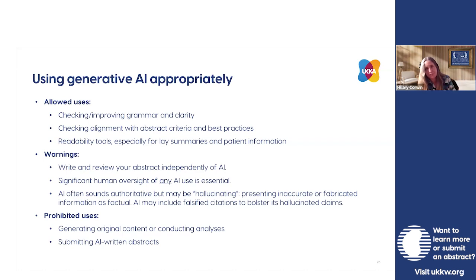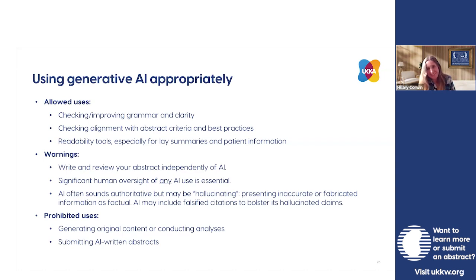And so if you're using generative AI technologies to help with your abstract writing, you can use it for checking and improving grammar and clarity. I think it's quite good for that. Checking alignment with the abstract criteria and best practices. It can help you spot things that you think you've done that you haven't. If you give it a reviewer type role and you give it the criteria that it's reviewing your abstract on, it can help flag any problems that are in there. Use readability tools. These are especially useful for lay summaries and patient information where you want to make sure that you're not going over a certain reading age. AI and readability tools can be great for these things.